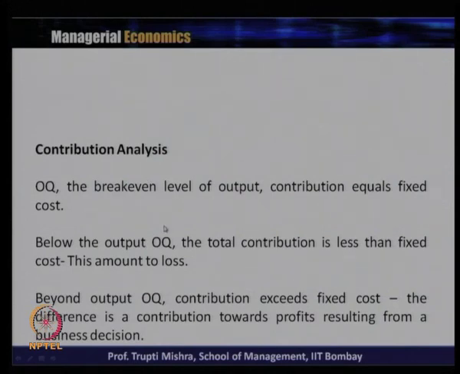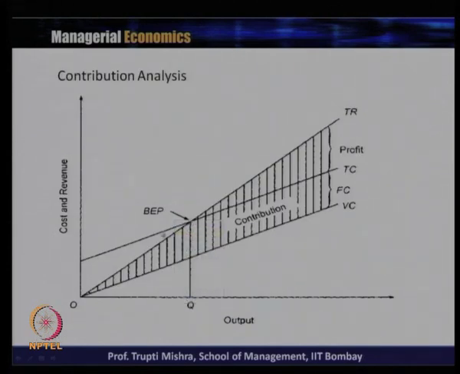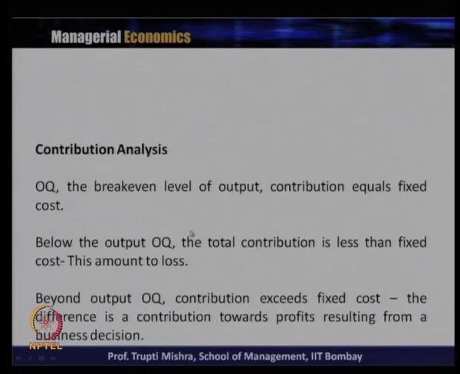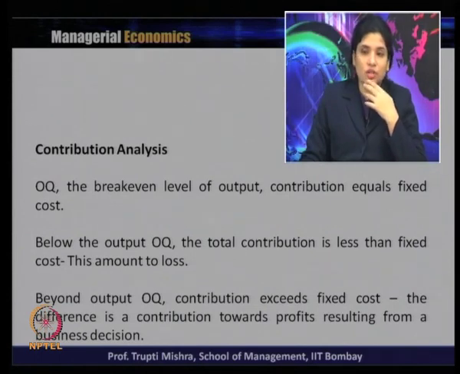Below the output OQ, the total contribution is less than fixed cost, that is the amount of loss. And beyond this point, the contribution is more than the fixed cost, and that is the reason we see the case of profit: the contribution exceeds fixed cost and the difference is the contribution towards the profit resulting from the business decision.